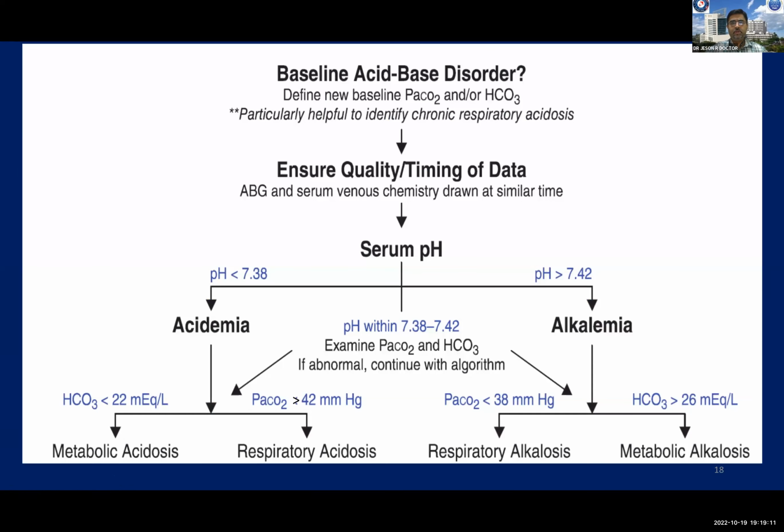So to summarize, you have the pH. When the pH is in the acidotic range, you check what the bicarb is. If the bicarb is less than 22, it is a metabolic acidosis. If the PCO2 is more than 42, it is a respiratory acidosis. So what is the predominant primary pathology? If the pH is more than 7.42, it is alkalemia. And if the bicarb is elevated with the pH rise, it is a metabolic alkalosis. And if the PaCO2 is less than 38, it is a respiratory alkalosis.